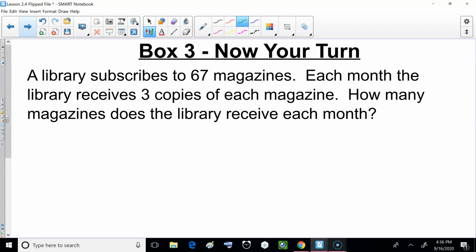And last but not least, we also want to give you a word problem so you start to recognize how word problems are written. A library subscribes to 67 magazines. Each month, the library receives 3 copies of each magazine. How many magazines does the library receive each month? Read this problem over to yourself again, as in our strategy about reading it twice. Think about what it's asking you and try to solve it. And when you're done, make sure you give it a label. Good luck.